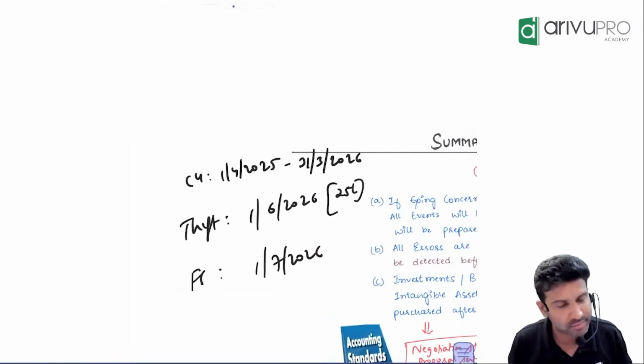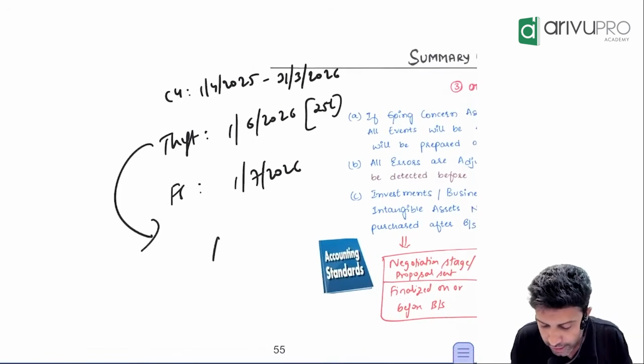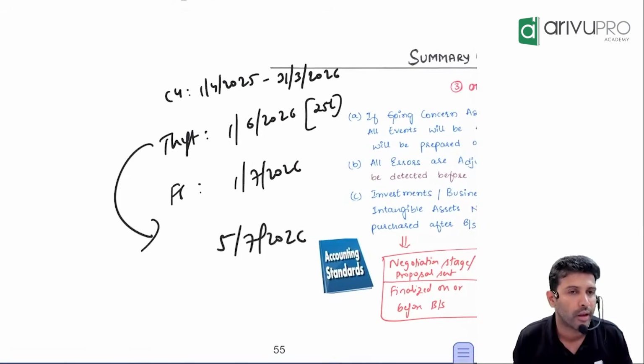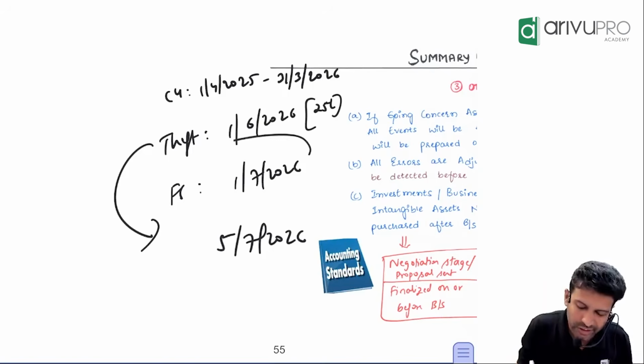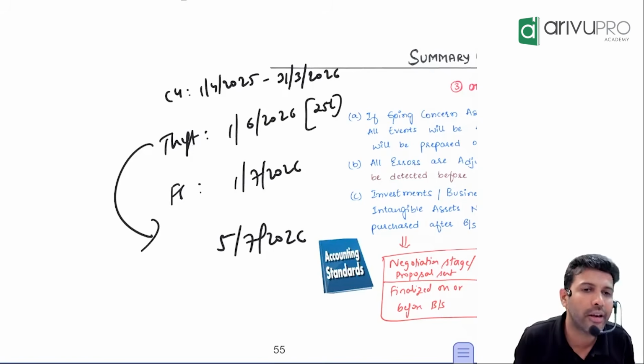Okay, that is one. Sir, suppose this theft was detected only on 5th July 2026. Now we can't do anything, because is it within the window or going beyond? Once financial statements are approved, it is done and dusted.